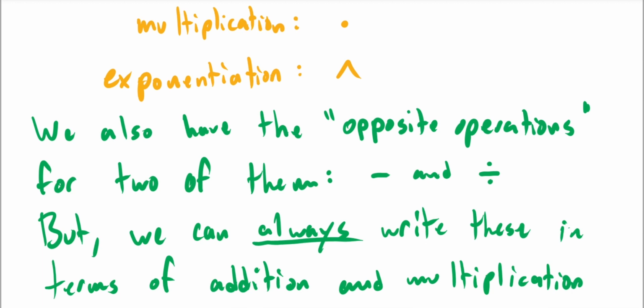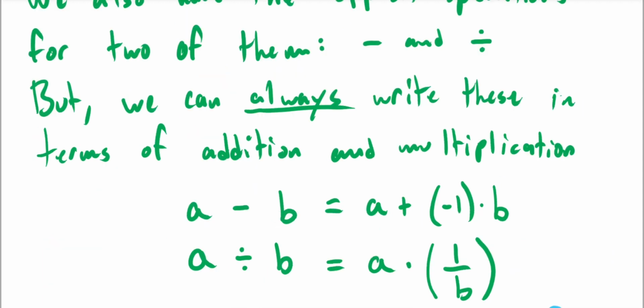But we can always write those two operations, subtraction and division, in terms of addition and multiplication. To wit, if we want to write subtraction as addition, we just write it as plus a negative times the thing we're interested in. And if we want to write division as multiplication, we just take the reciprocal of the thing we're dividing by and multiply by that instead. And we talked in the first few videos about how the properties of addition and multiplication are so much nicer than those of subtraction and division that it oftentimes makes sense to do this and actually write things this way.